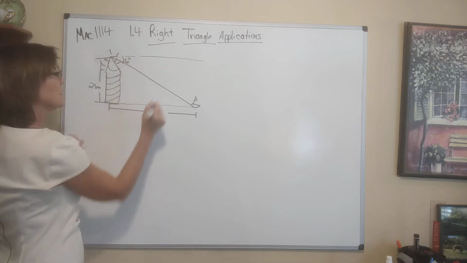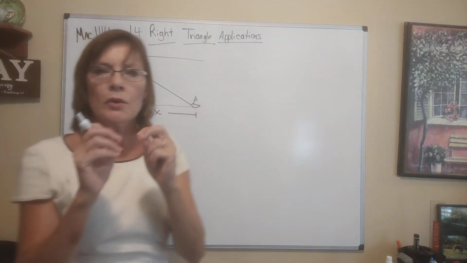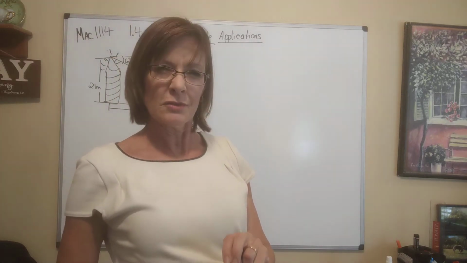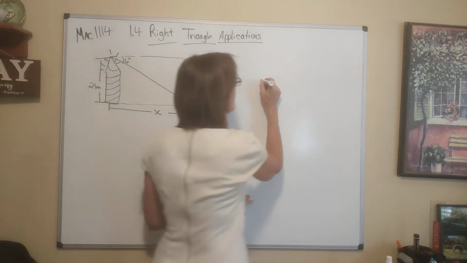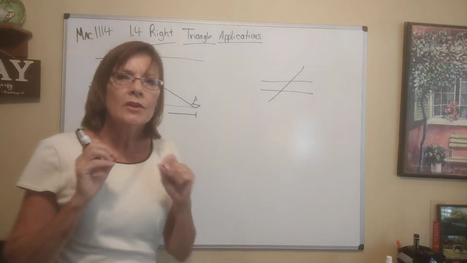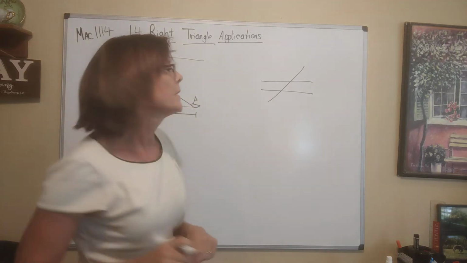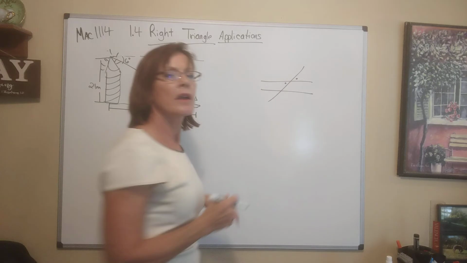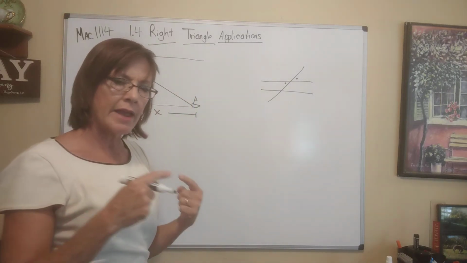Real quick, here's a reminder of something you probably saw a long time ago, maybe in middle school. So if you have two parallel lines and they're crossed by something called a transversal, there are a whole bunch of angles that are equal. This angle right here is equal to this angle right there because those are called vertical angles.